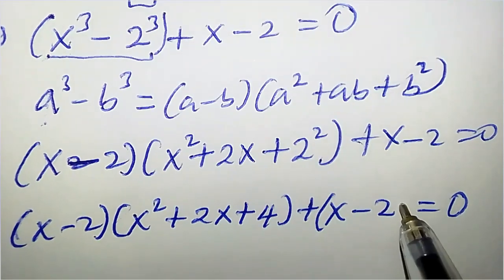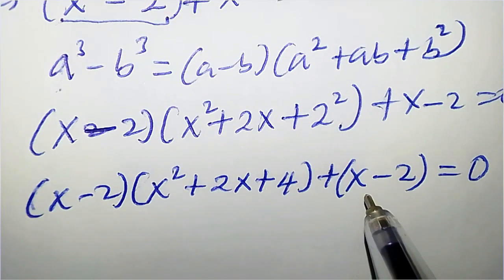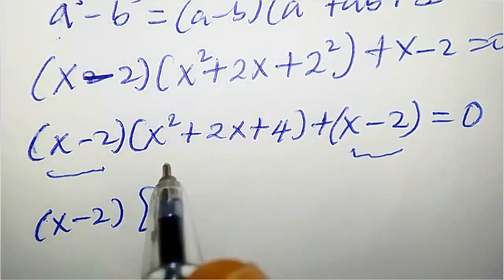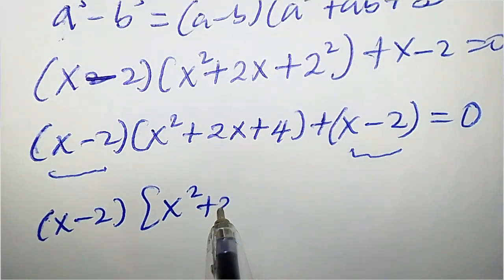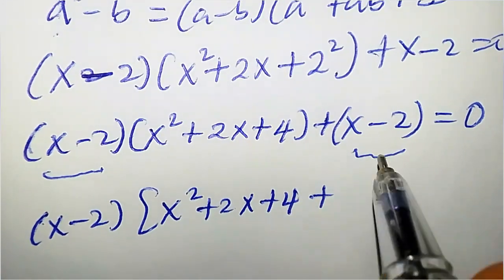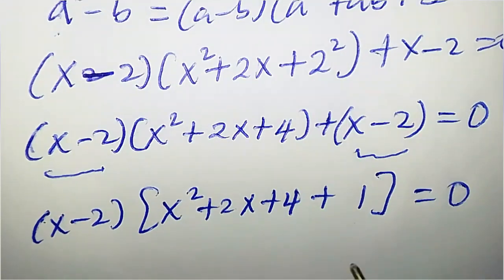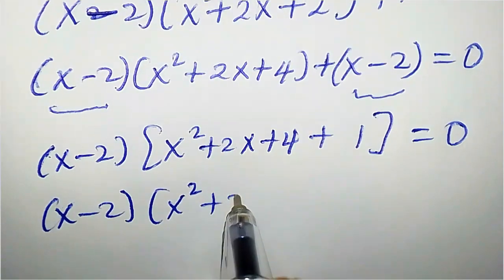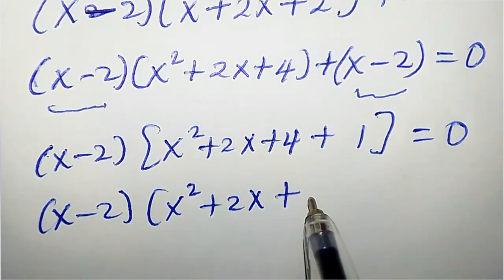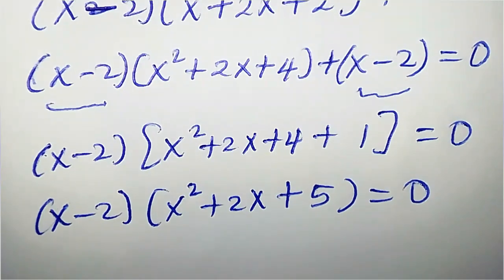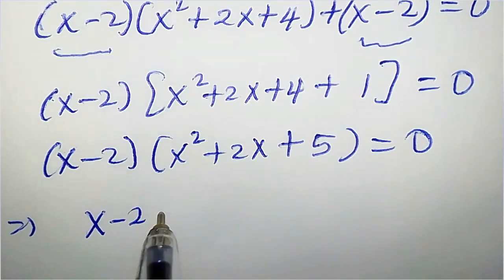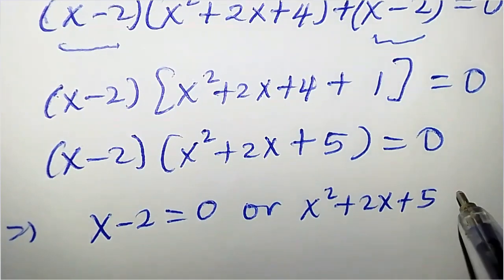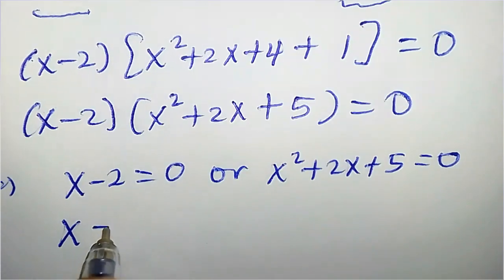We can put this guy also in brackets. You will observe that we can factor out x minus 2 because it is common. This gives x minus 2 times x to the power of 2 plus 2x plus 4 plus 1 equal to 0. So we have x minus 2 times x to the power of 2 plus 2x plus 4 plus 1, that is what? 5 equal to 0. This implies that x minus 2 is equal to 0, or x to the power of 2 plus 2x plus 5 is equal to 0. Clearly, x is equal to 2.